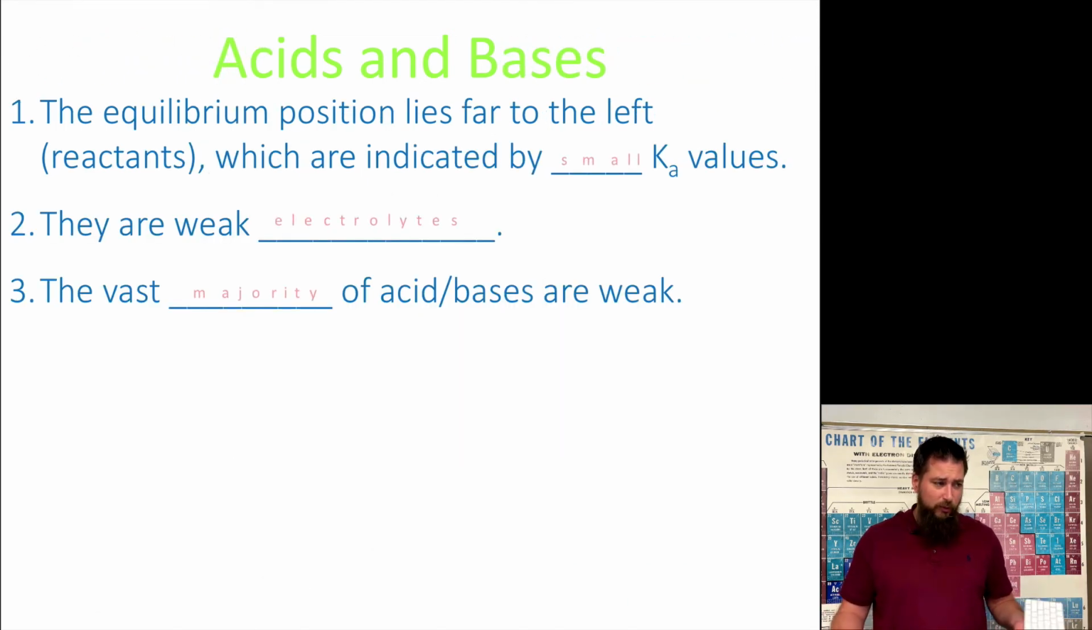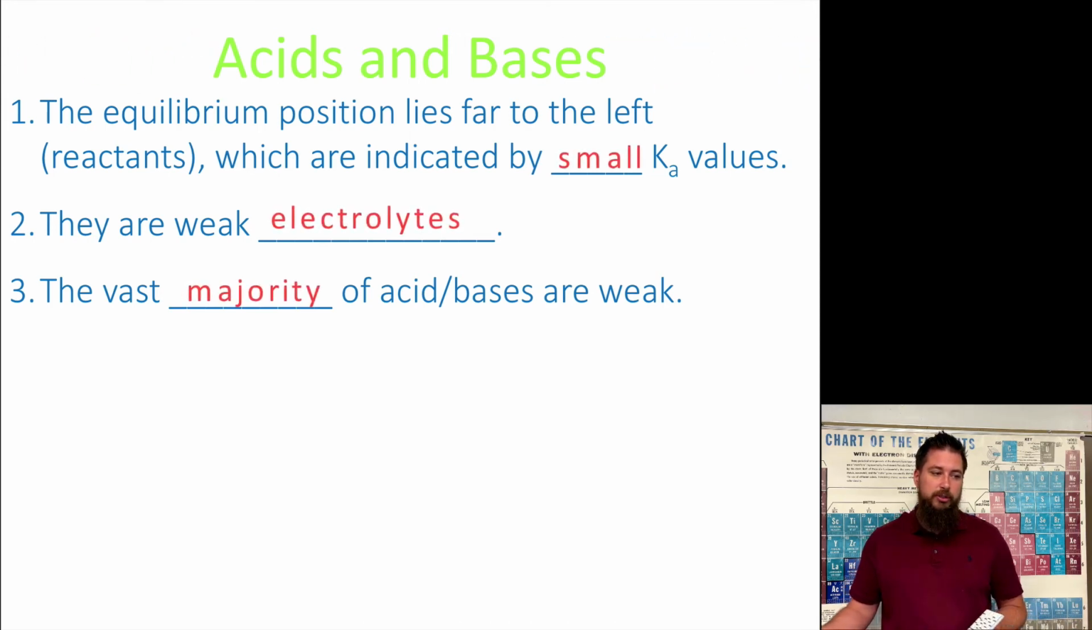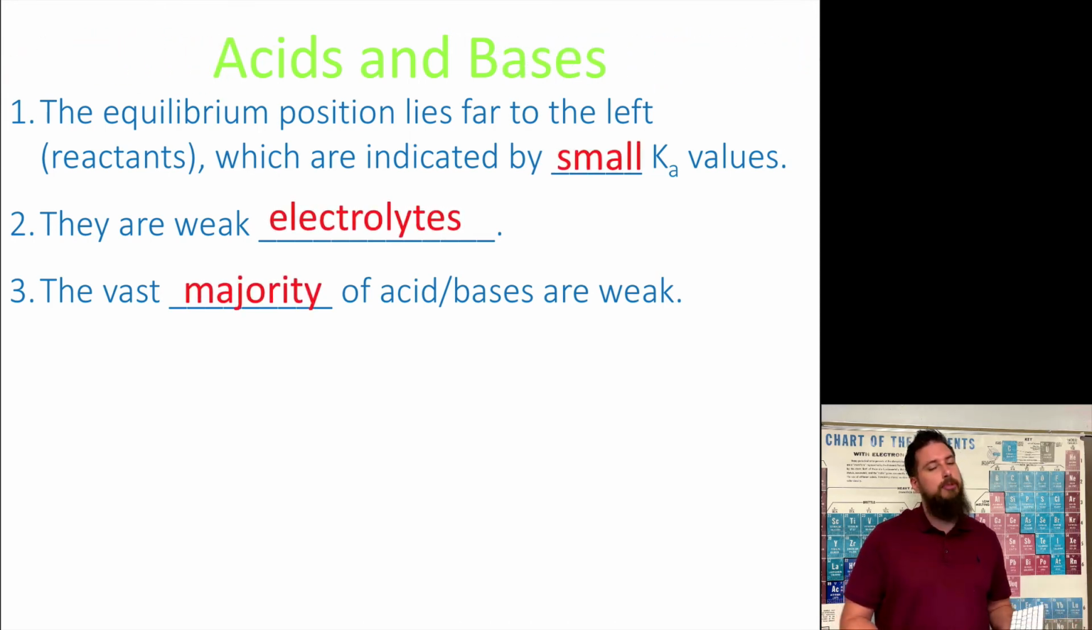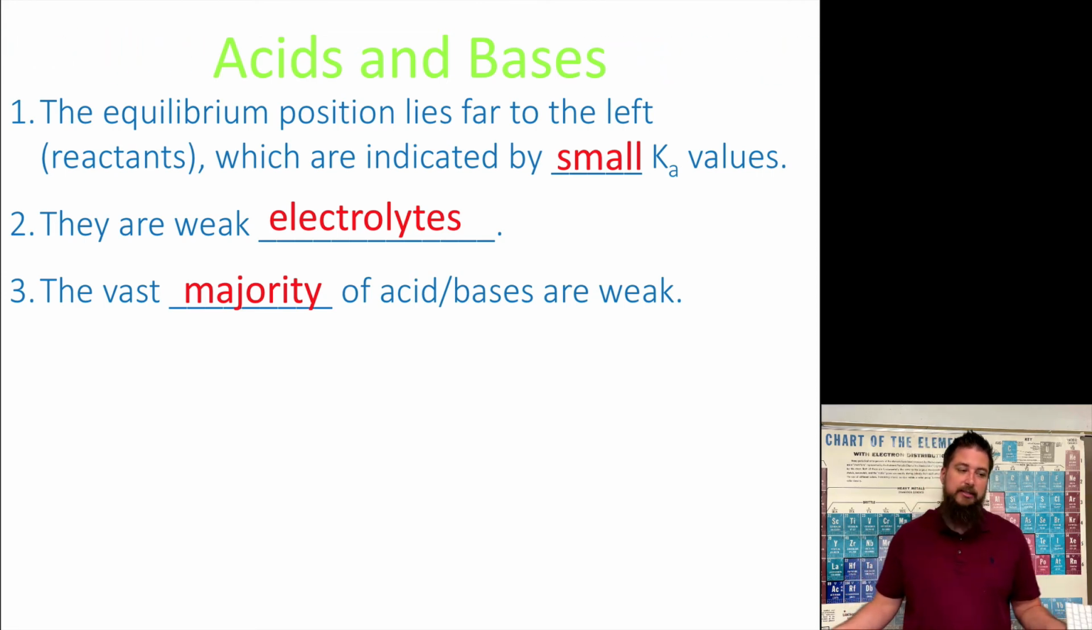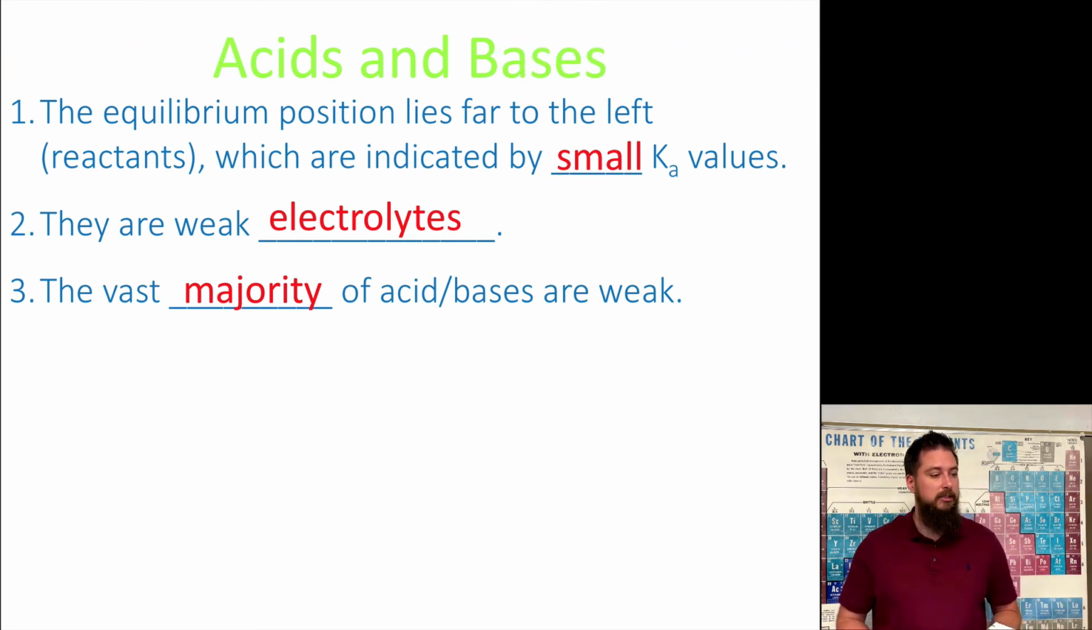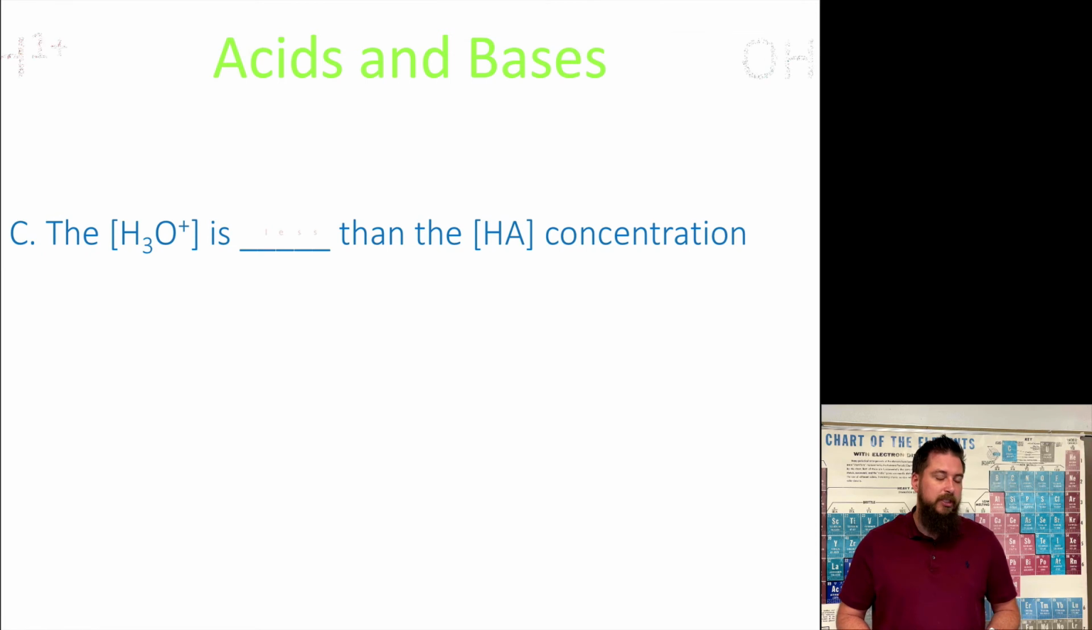So for weak acids, the equilibrium position is far to the left, which means that it's reactant favored. They have a very, very small K value, and they are considered weak electrolytes because they don't provide a lot of ions to solution. The vast majority of acids and bases are weak acids and bases. So think about that list before strong acids, there was only 6 of them.